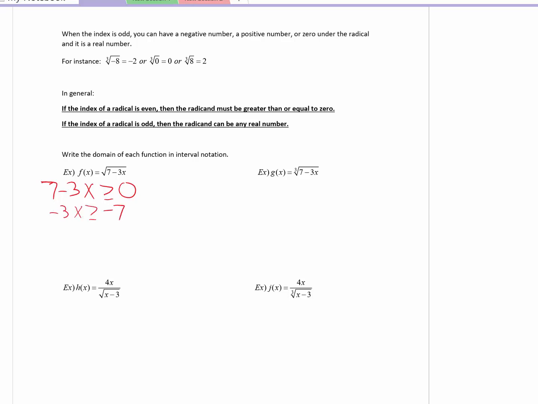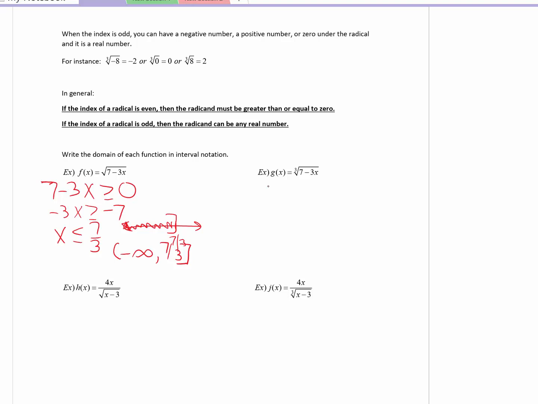Now, remember, when you divide by a negative number, you must switch the inequality sign. Negative divided by a negative is a positive. So, on a number line, if this is 7/3, I would be shading to the left. Well, how do I write that in interval notation? Well, this represents negative infinity, so parentheses, negative infinity to 7/3. 7/3 is included, so I would write a bracket after the 7/3.